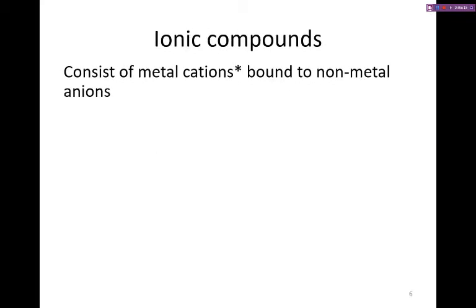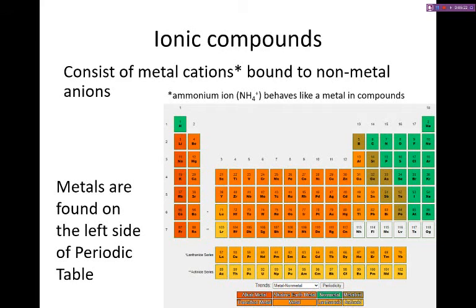To contrast with this, we have ionic compounds. And ionic compounds consist of metal cations that are bound to nonmetal anions. Metals are found on the left side of the periodic table, generally speaking, and those could be alkali metals, alkaline earth metals, transition metals. You could also have lanthanoids and actinoids. The metalloids, it turns out, can behave similarly to both metals and nonmetals, depending on their context. We're not going to go into great detail about them in Chem 110.